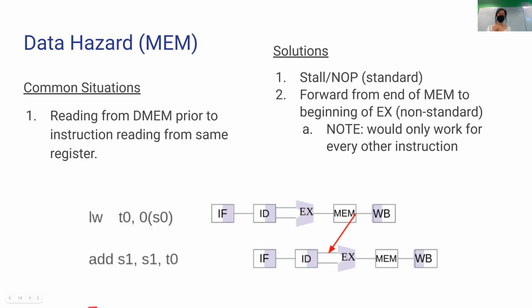An example of this would be if we have a load word: we're only actually going to be able to fetch the value after the memory stage, but we need it by the next execute stage. So like here, we need to load it into T0, and we need T0 when we're doing the add. So it needs to look something like this, but why is this wrong? Or why would this not work?